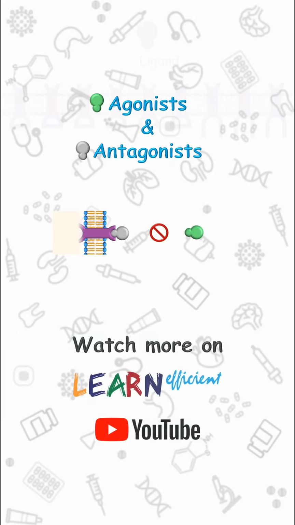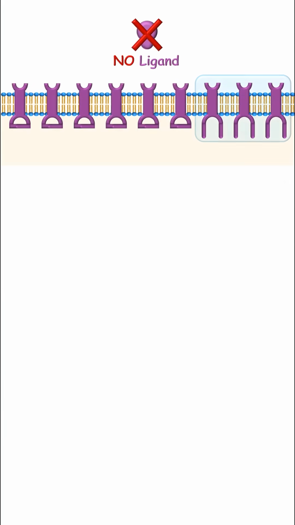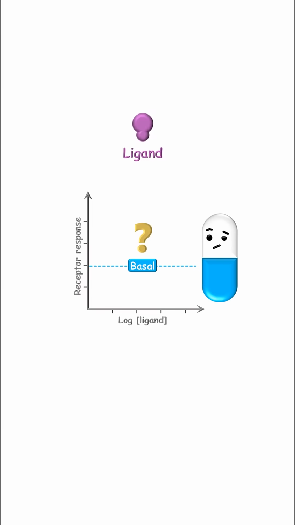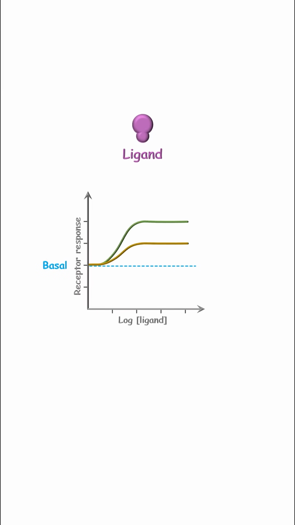Agonists and antagonists. Even in the absence of ligands, a fraction of receptors can be active. This gives the receptors a basal activity. Now, what happens when ligands are present? Ligands could activate the receptor to increase its activity or suppress it to reduce the activity.